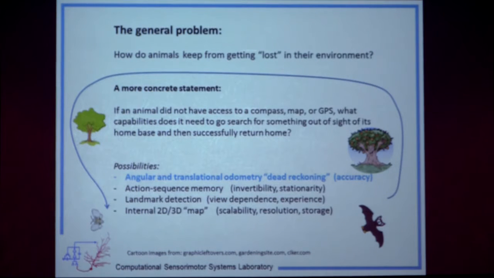So let me pose a more concrete statement. If an animal didn't have GPS, a compass, or somebody giving it a map, what would you need? What are the capabilities that would be behind something like this?